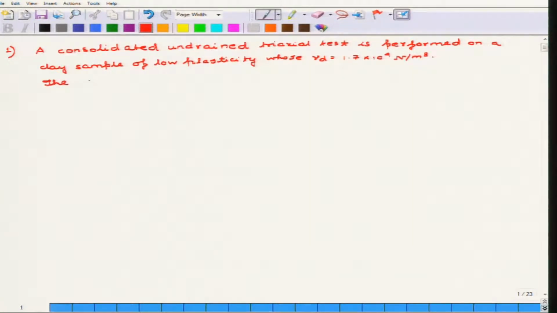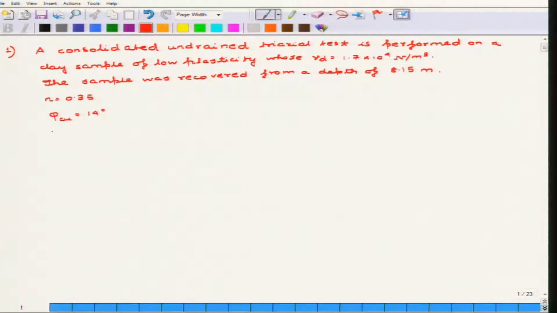Now the sample was recovered from a depth of 8.15 meter. The porosity of the clay sample is given as 0.35, and the consolidated undrained triaxial test gave the value of phi Cu as 14 degree and CCu as 4 into 10 to the power 4 Pascal.